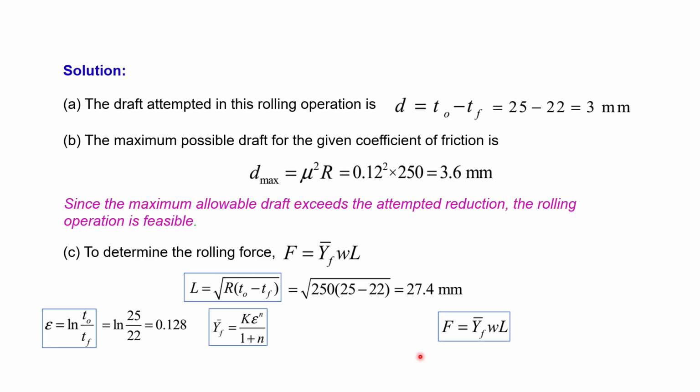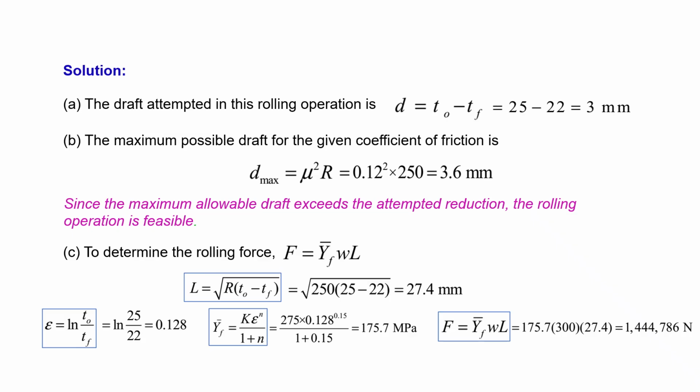Now we're calculating the value for the Y prime f, or the average flow stress. We know the K value. Now we know the value for the strain. The n is given, so we can apply these parameters, and this will tell me that the average flow stress is equal to 175.7 megapascal. Now I have everything to find the value for the force, and this will give me that the value is equal to 1,444,786 Newton.